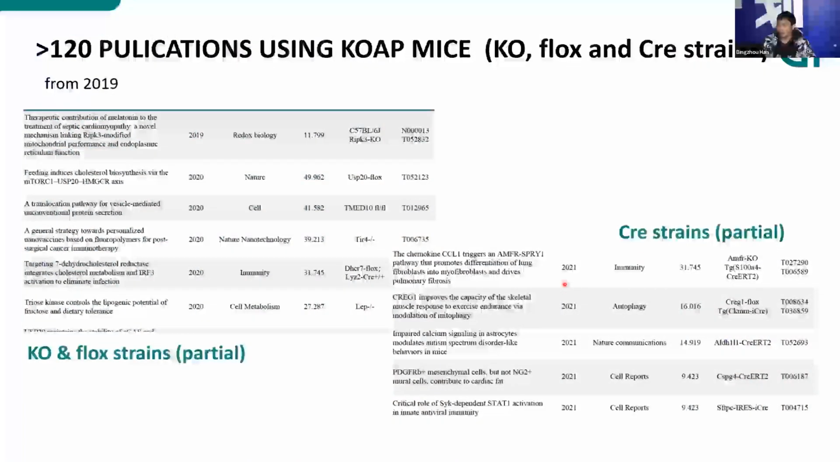So far, there are over 120 publications using the mice we generated through our Knockout All project, like the conventional knockout lines, flox lines, and Cre lines we generated. Here is a brief list of the knockout, flox, and Cre strains. We can see that there are some high-impact and well-known journals here. So it means that our mice are well accepted by our academic customers and community.